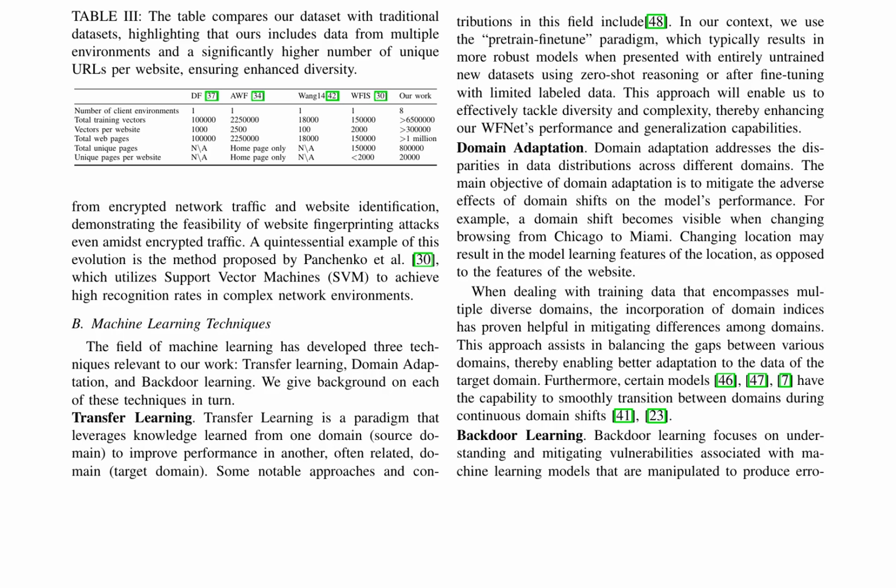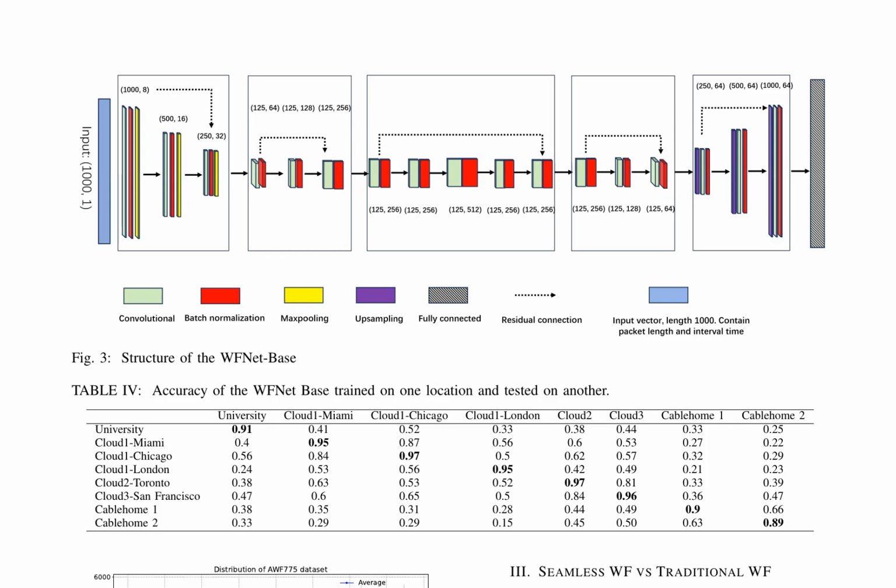The authors highlight the importance of considering transfer learning, domain adaptation, and backdoor learning techniques in website fingerprinting attacks, noting that these techniques can enhance the performance and generalization capabilities of website fingerprinting models. The WF-Net base architecture, depicted in Figure 3, presents a novel approach to website fingerprinting, demonstrating robustness across different environments as shown in Table IV.